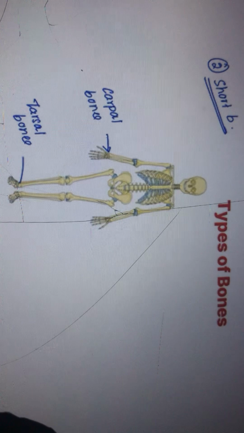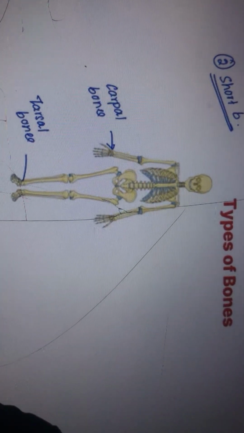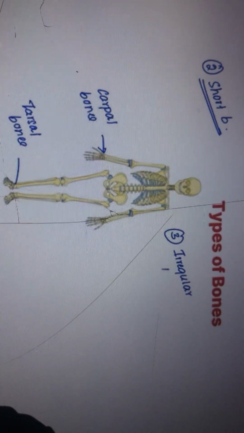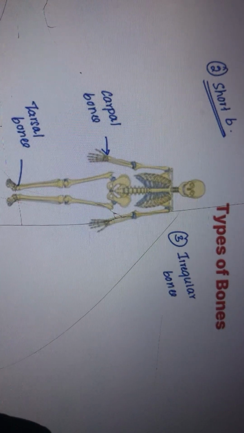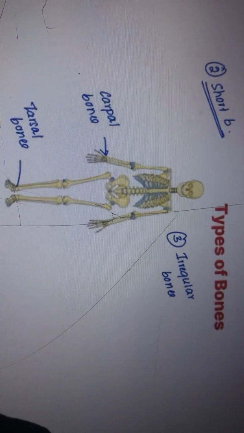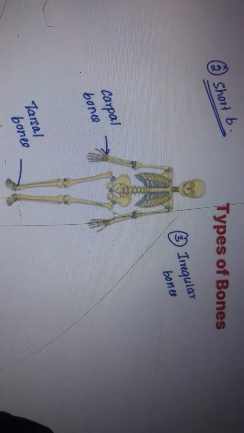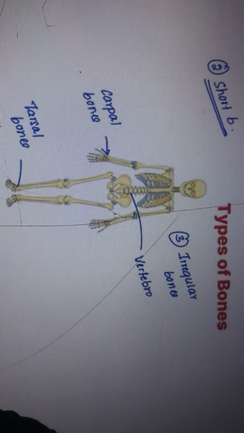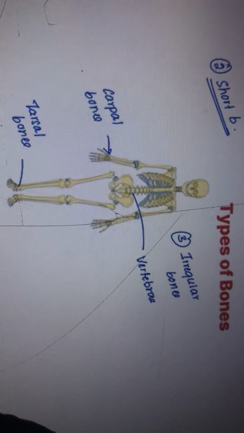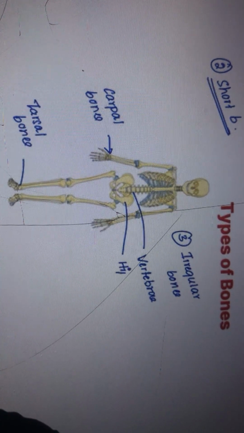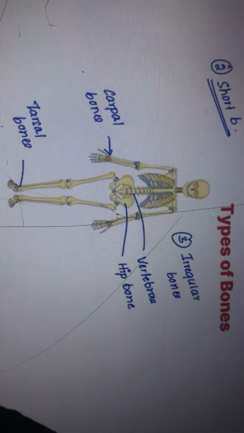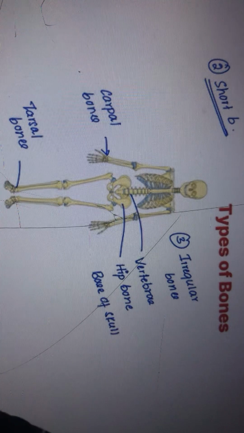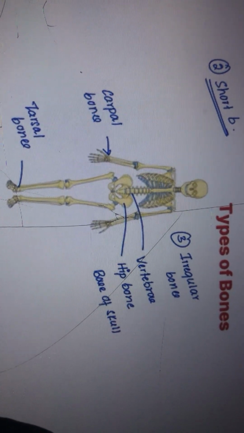What about the other types of bones? Then apart from short bones, the third type we have is the irregular bones. What are irregular bones? Irregular bones are those which do not have a definite shape. What are the examples? The best example you can think of is the vertebrae, right? The vertebrae are the best example for irregular bones, and also we have the hip bone. Any other bone that is irregular in shape? Remember, bones forming the base of skull. Bones forming the base of skull, these are examples for irregular bones.